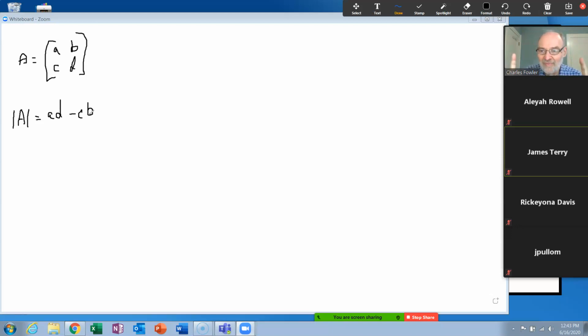Okay, why do a determinant? Well, that's the first step in getting the inverse of a 2x2 matrix. So A inverse, the first part of it is going to be equal to 1 over the determinant of A. In other words, 1 over AD minus BC, or CB, however you want to say it. Time out. What if AD minus BC happens to be 0? Guess what that tells you?